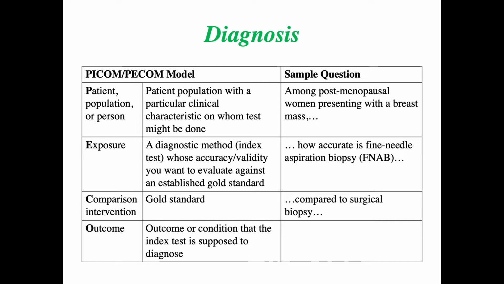Now, moving on with the research question, the outcome here would then be establishing the presence or absence of breast cancer. Whether or not there's breast cancer, that would be the outcome in this case. Just to read the sample research question: among postmenopausal women presenting with a breast mass, how accurate is FNAB compared to surgical biopsy in establishing the presence or absence of breast cancer?